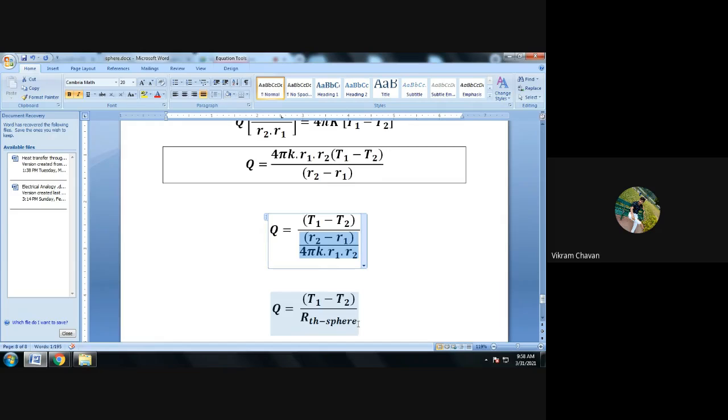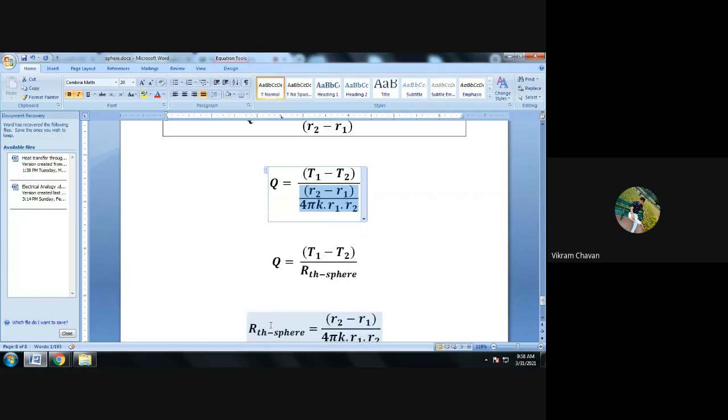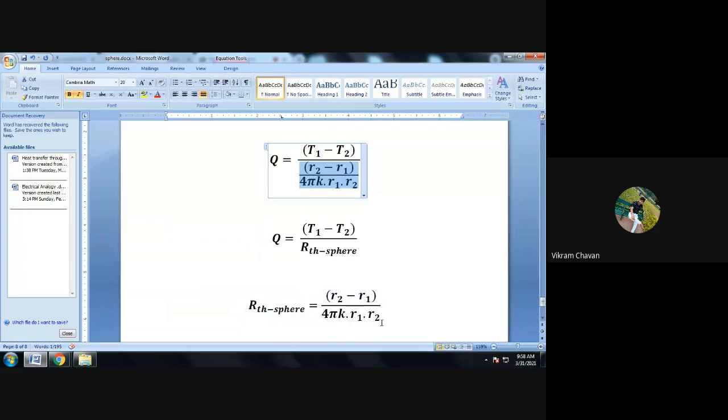Is there any question, any doubt? And you can write further the thermal resistance equation: RTH sphere is equal to R2 minus R1 divided by 4 pi K R1 multiplied by R2. Is there any doubt, any question? Whether you understood how to determine the temperature distribution equation and how to determine the heat transfer equation for the hollow sphere. Also, we have discussed how to determine the thermal resistance for the sphere. Is there any doubt, any question?